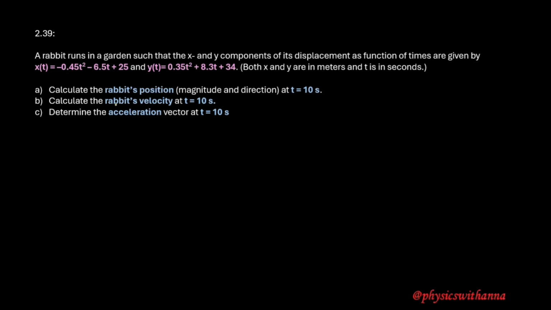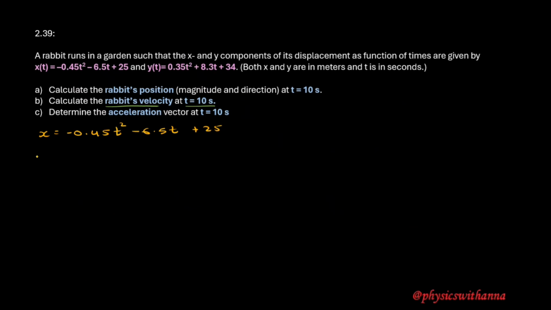Then in part B, we need to calculate the rabbit's velocity at 10 seconds. So first we are going to use the x and y components of position to find the x and y components of velocity by taking the derivative of this position function. Then we will calculate the final velocity. So let us start with the x component. The x component of position is negative 0.45 t squared minus 6.5 t plus 25.